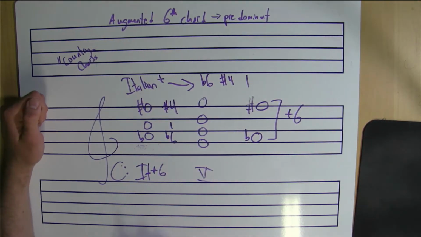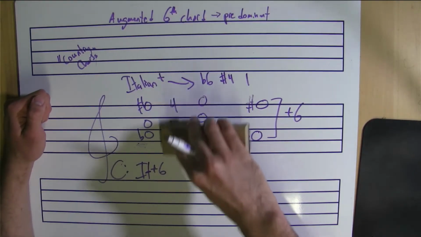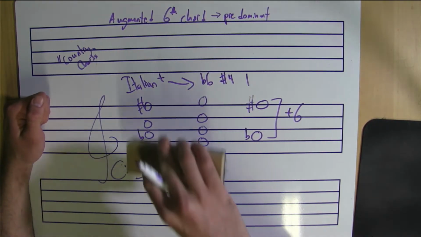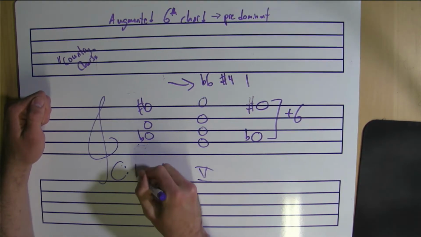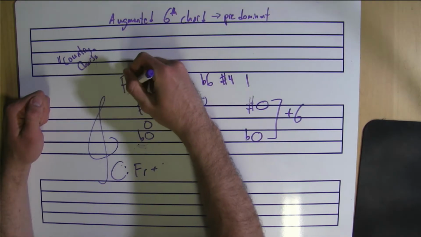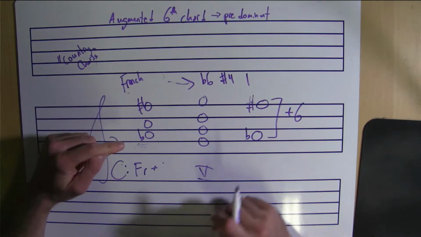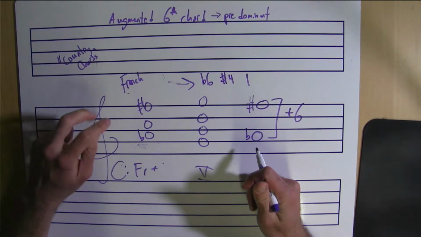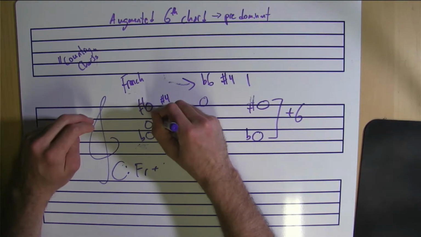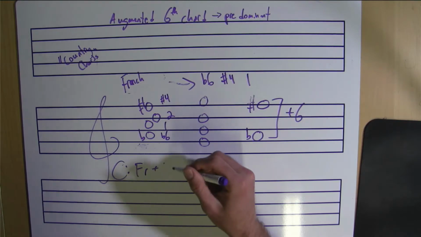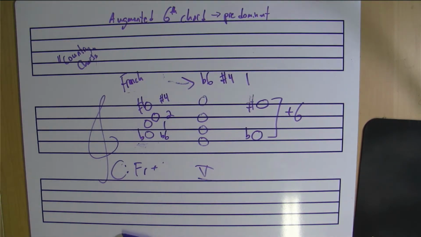Okay, but that's just one of them. So we got the Italian. Now, the next one is called the French augmented 6th. So FR for French augmented. And it's essentially the same thing, but there's one extra note. So you keep the sharp 4, keep the flat 6, and keep the 1, and you add the second scale degree. And what it ends up being is it kind of sounds like this. A little bit of extra dissonance, and then the resolution.